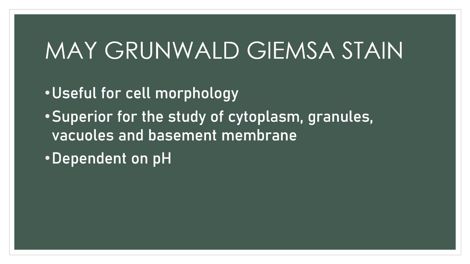Okay, and so your May Grunwald Giemsa stain is dependent on pH. At alkaline pH, you have an increased blue, and at acidic pH, there is a pink or reddish tinge in the stained specimen.